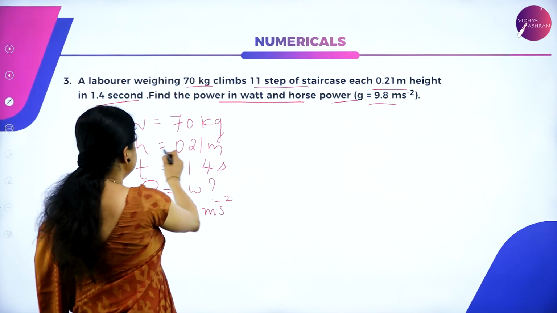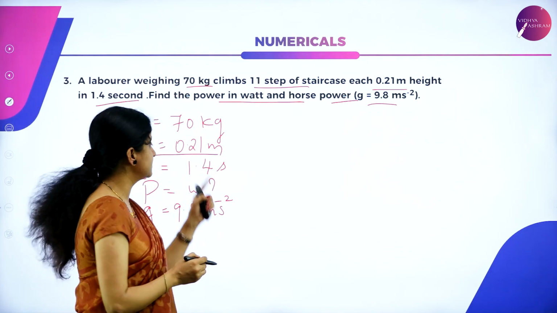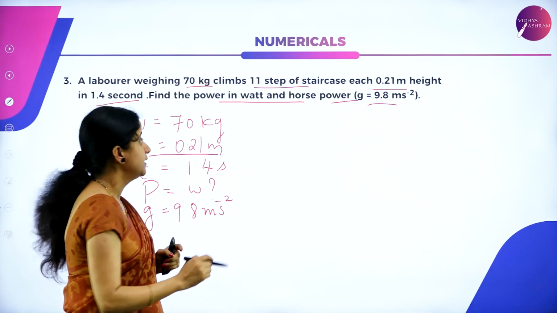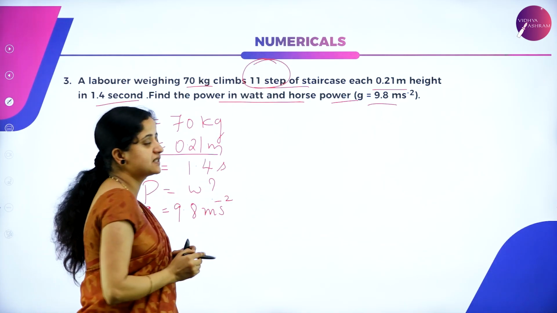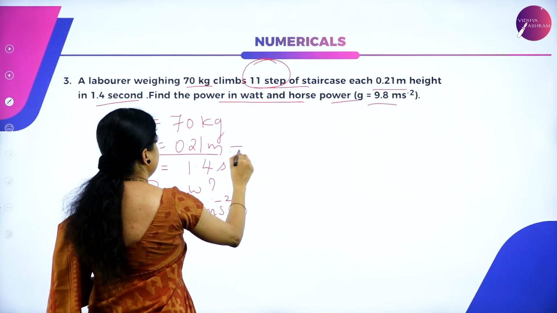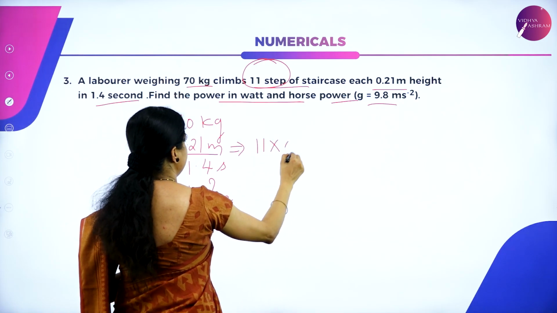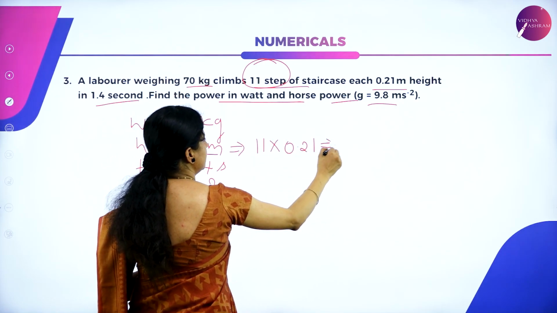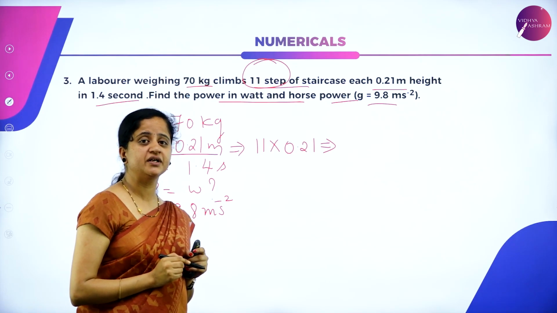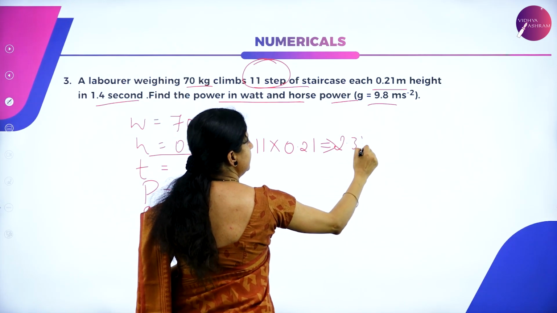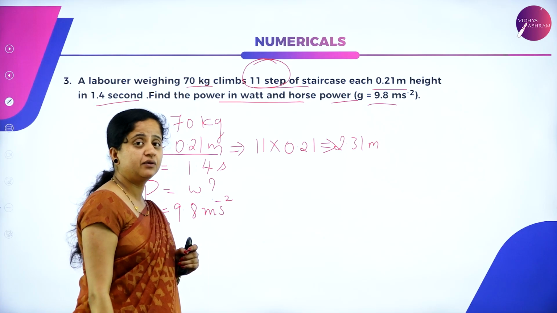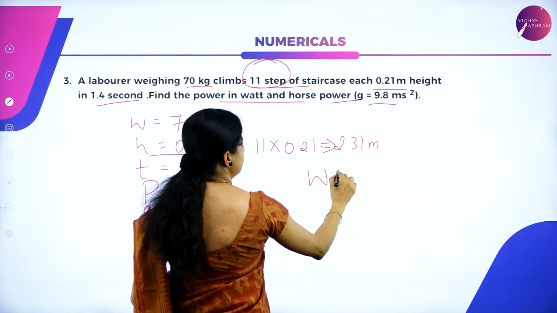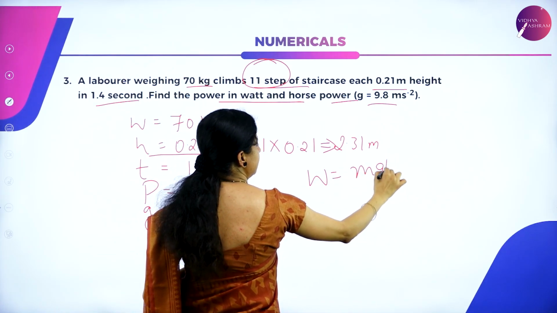So here we have considered the height of each step, that is 0.21 meter. But what is the number of steps he is climbing? That is 11. So we can find that h is equal to 11 into 0.21. So what's the answer? 11 into 0.21 gives us 2.31 meters. Now we have to calculate work done. Again, work done can be calculated by the formula mgh.